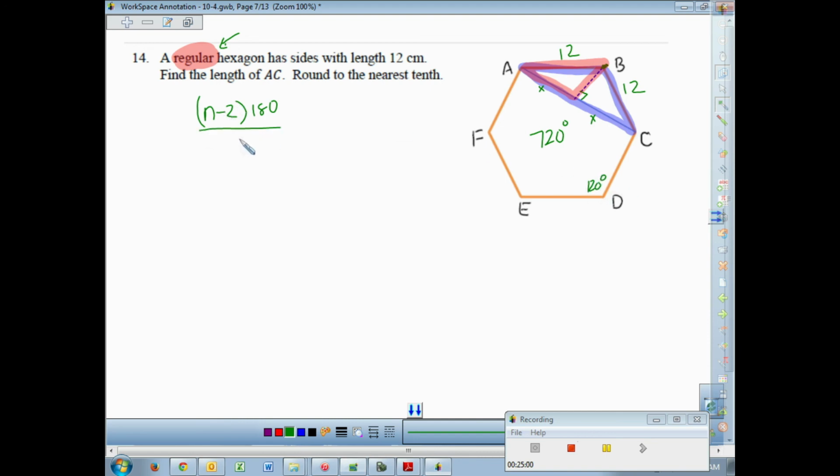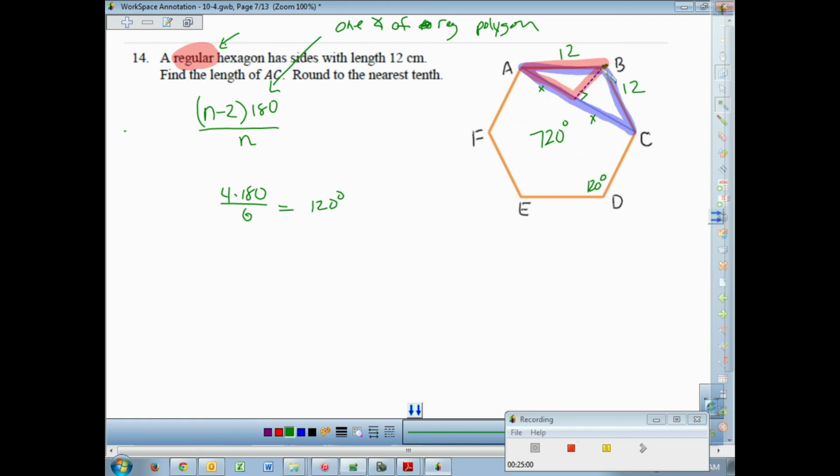Formula, I hope you write this down. Find the measure of one angle of a regular polygon. You take the number of sides minus 2 times 180, then you take that result divided by the number of sides that you had. N minus 2 times 180 all over n. So didn't we get 4 times 180 over 6, which equals 120 degrees? Cool. So every single one of these angles is 120 degrees.